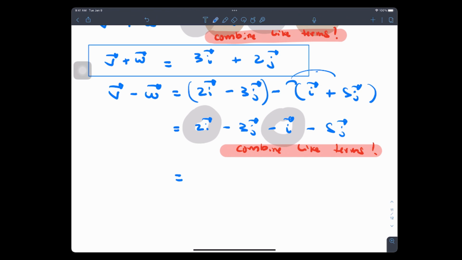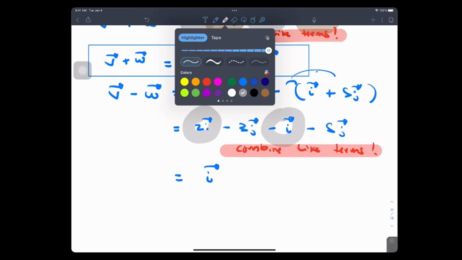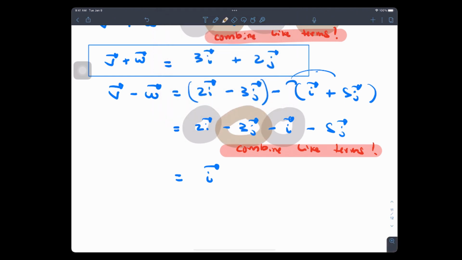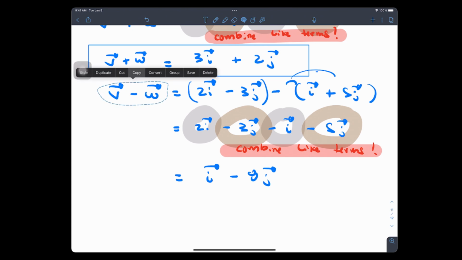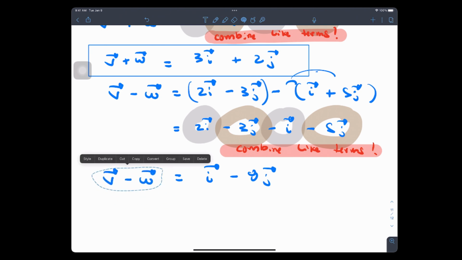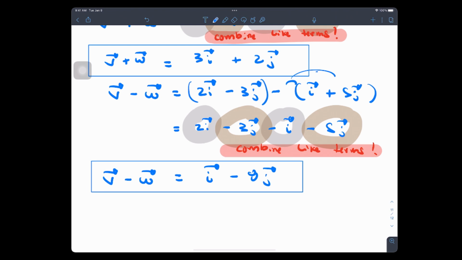What's 2i minus i? Isn't that 1i? Good. You guys okay with that? Okay. What's negative 3j minus 5j? That's negative 8j. Do you guys know what you just did? Vector subtraction. Nice. Easy peasy, lemon squeezy.